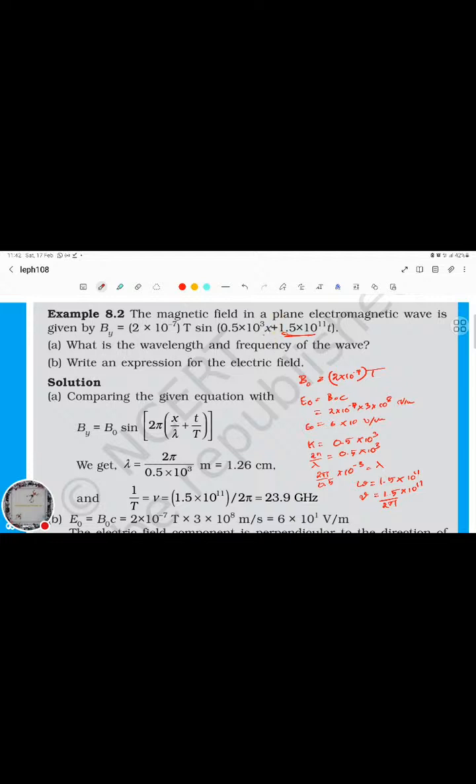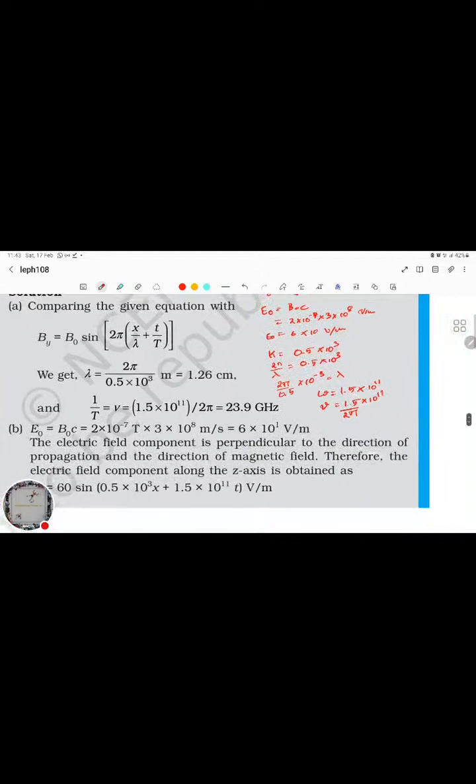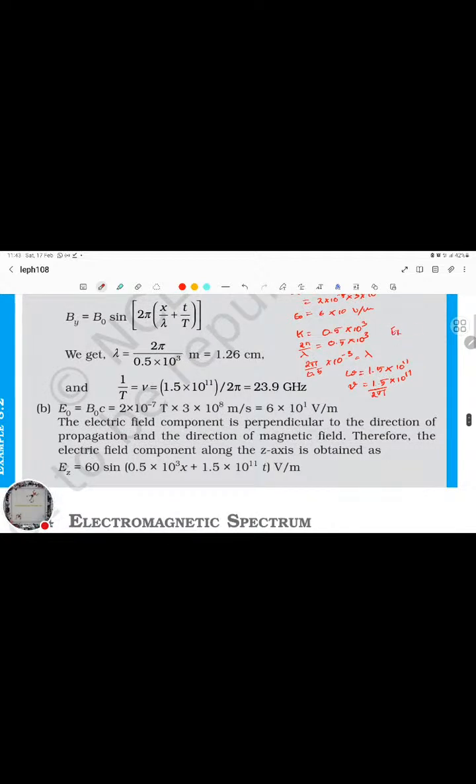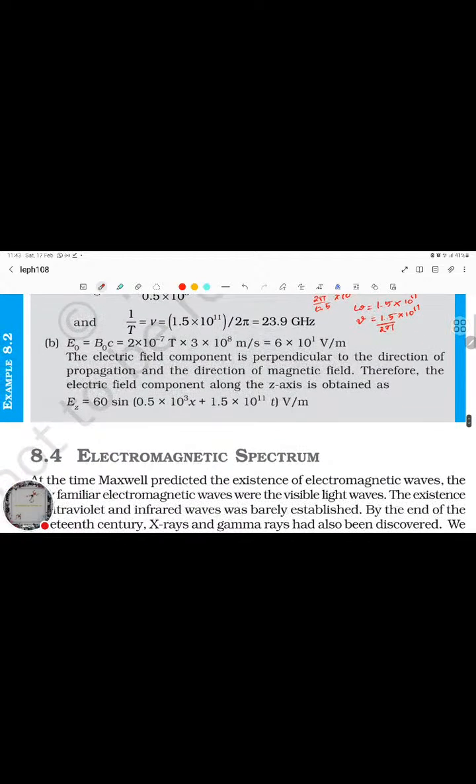From here we can obtain that the wave is propagating along the positive x direction and the magnetic field is along the positive y direction, which means electric field cross magnetic field will give me the direction of propagation of the wave. It gives me a negative value, that's the minus x direction, but here we are given a positive x direction, which means it should be along the positive z axis. So Ez is equal to E naught, 6 into 10 power 1 volt per meter, times sine of the same phase. That's it. We'll have to write it as it is.